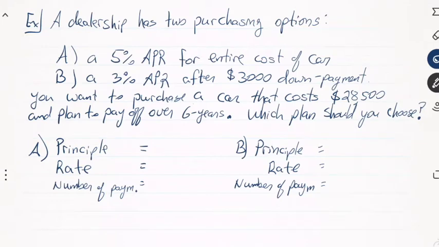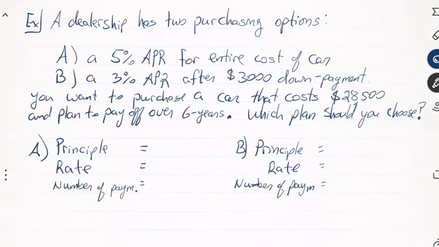So sometimes a dealership will have pricing options, and usually what will happen is if you can make a down payment, the interest on the loan becomes smaller because you're proving to the bank basically that you can save money. So here I have a dealership with two purchasing options. Option A is a 5% APR for the entire cost of the car, no down payment required. B has a down payment of $3,000, but if you do that, the interest rate goes down to 3%. So you save 2% APR. And the question becomes, which one is a better deal for you?